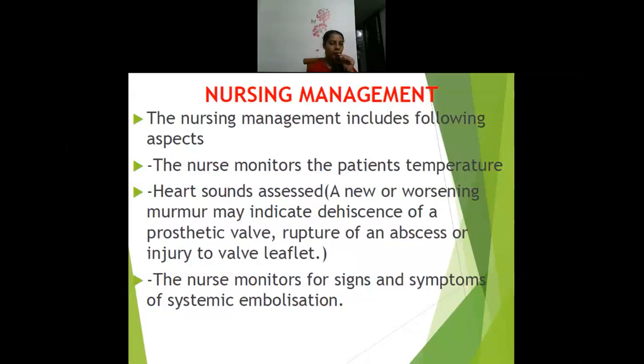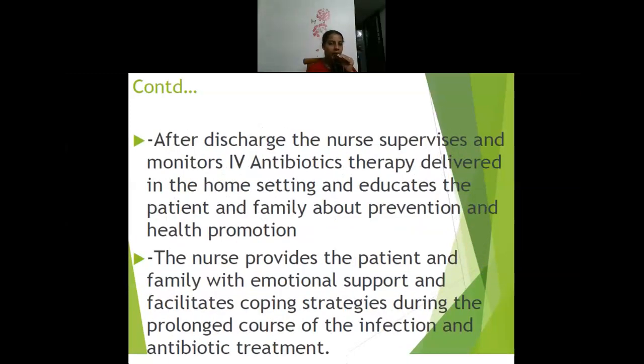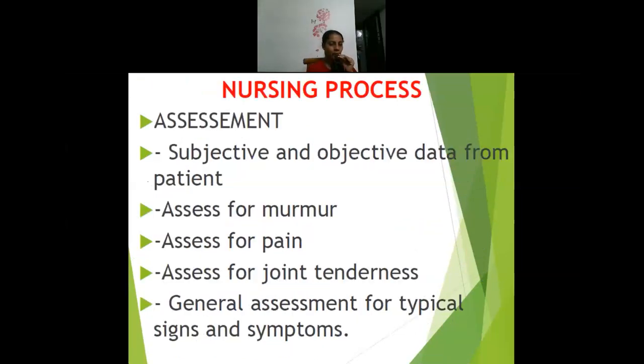The nurse's responsibility includes monitoring the vital signs, listening to the heart sounds for any abnormal heart sound, and watching for signs and symptoms of embolization. Also monitor for complications and check the IV lines for swelling and redness. If there is swelling and redness, the IV catheters or IV lines have to be removed immediately and you have to put a new line in a new vein. Then give the medications on time and provide family support or emotional support to the patient. Those are the basic things that you need to do.